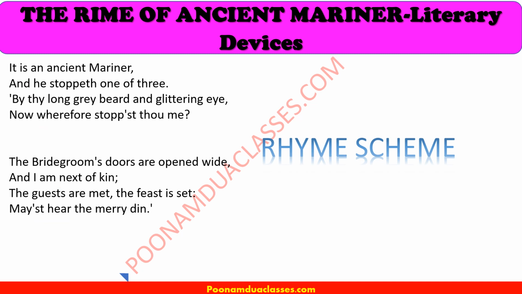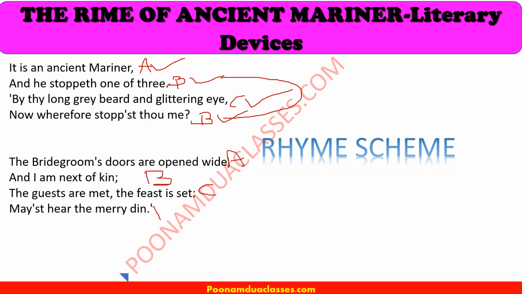The rhyming scheme used here is A, B, C, B. You can see in these lines, alternate lines 1 and 3 are not rhyming with any of the rest of the lines, and the second line and fourth line are rhyming with each other. That is why they are given the name B. So ABCB, ABCB is the basic rhyming scheme of this poetry.